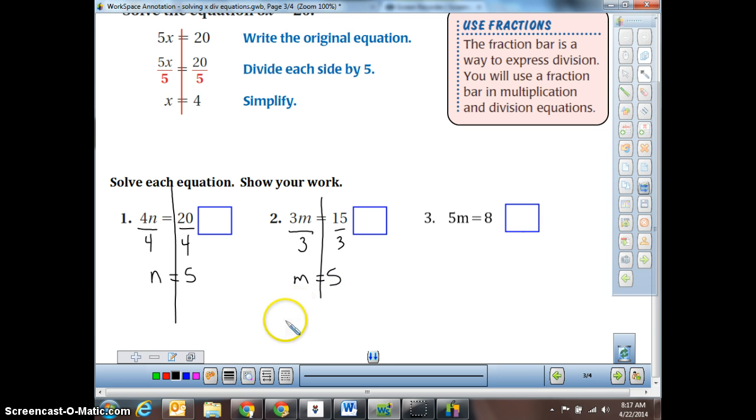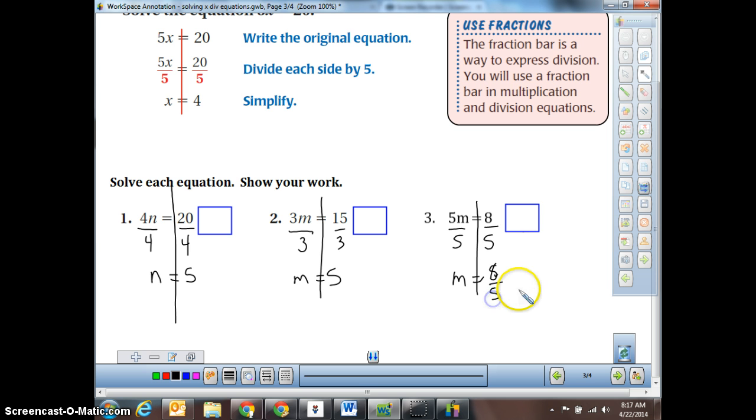Wow. All right, here's a little trickier one. You'll see what I'm talking about in a minute. We'll divide it in half. I want to get m by itself, so I'm going to have to divide by 5, divide by 5. When I'm left, I have m on this side, and 8 doesn't divide by 5.